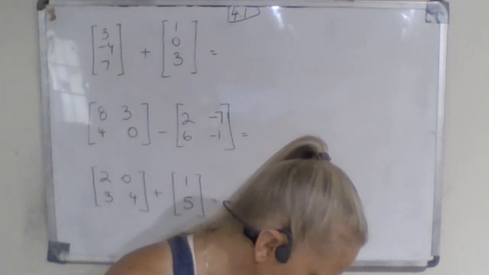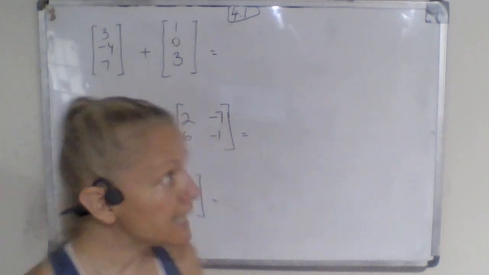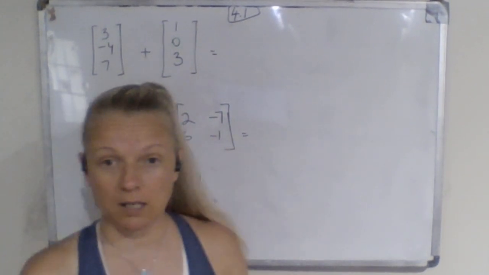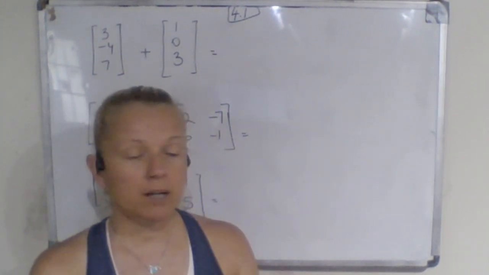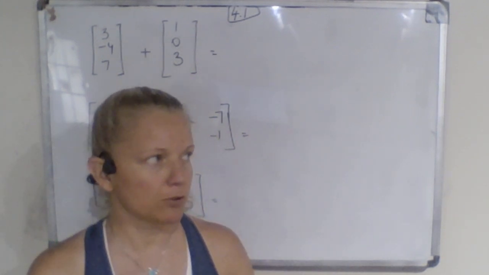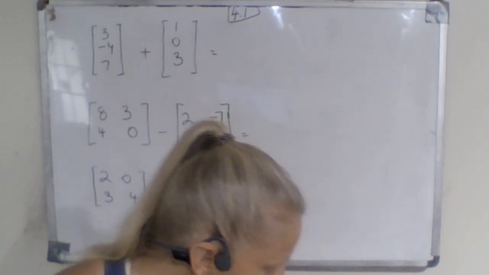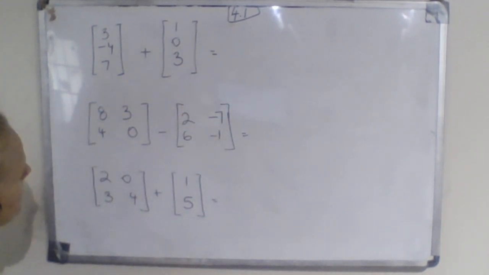The other thing you need to understand is you cannot add or subtract matrices unless they have the same number of rows and columns. If one of them has 3 rows and the other one has 2 rows, you can't add them up. They have to have the same number of rows and the same number of columns. Example 2 on page 200 says add or subtract the matrices if possible.